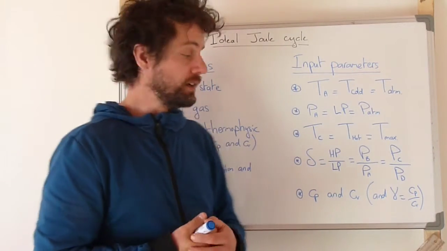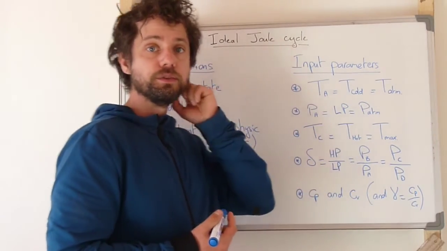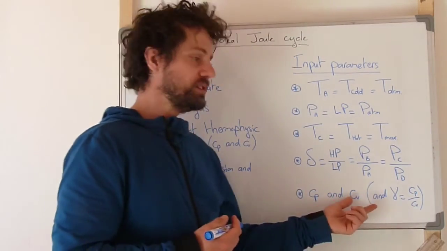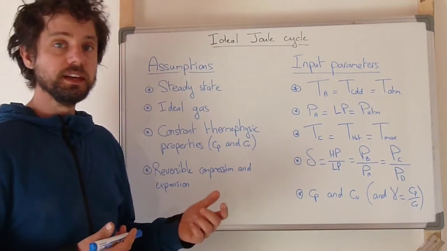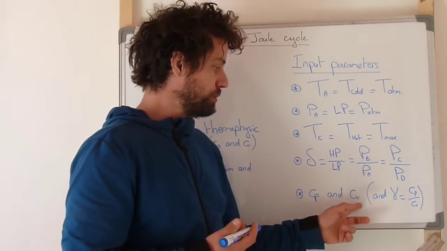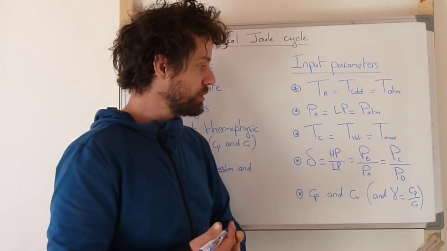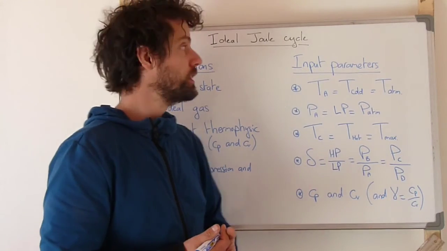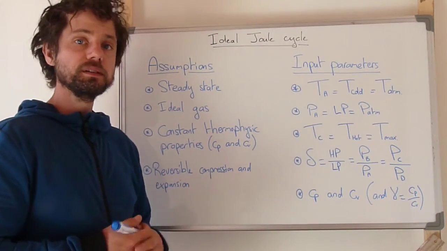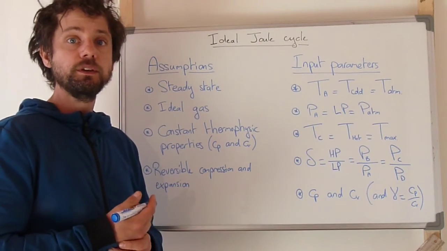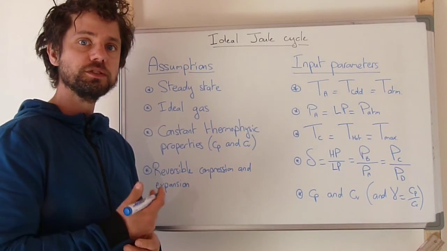And finally, we consider that we know the thermophysical properties of the fluid, and these properties usually correspond only to the Cp and Cv of the air. And if we know both of them, we also know the Laplace coefficient gamma, which is just the ratio Cp over Cv. So with these assumptions and input parameters, now we can start developing the thermodynamic analysis of each of the transformations.